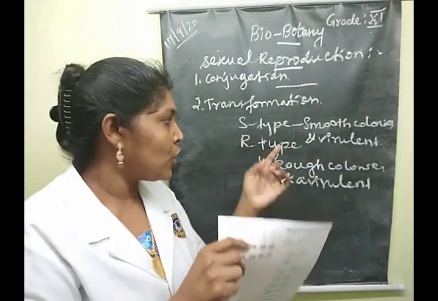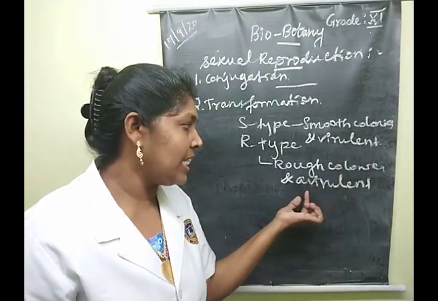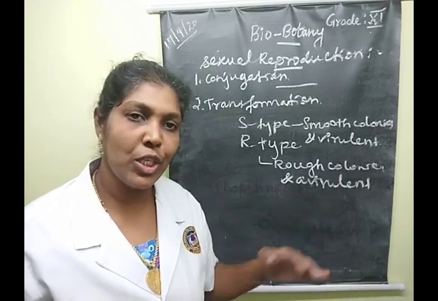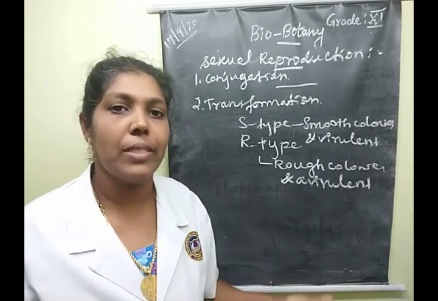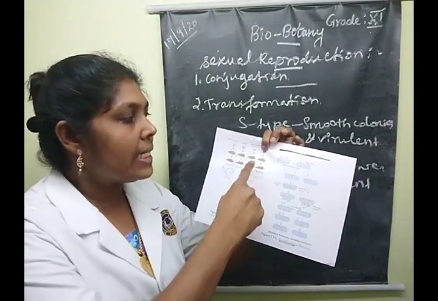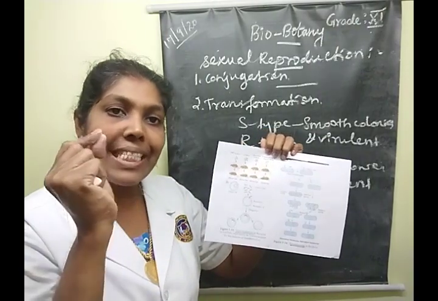So this R type is the rough colonies, but it's non-virulent in nature. So the mouse is not affected, so it will survive. Clear, children? Yes.